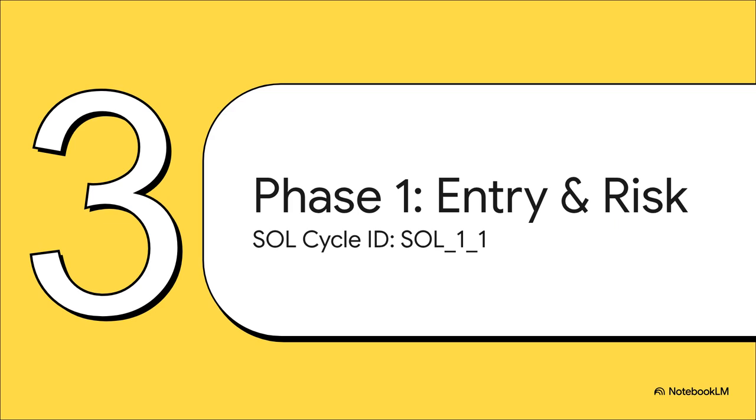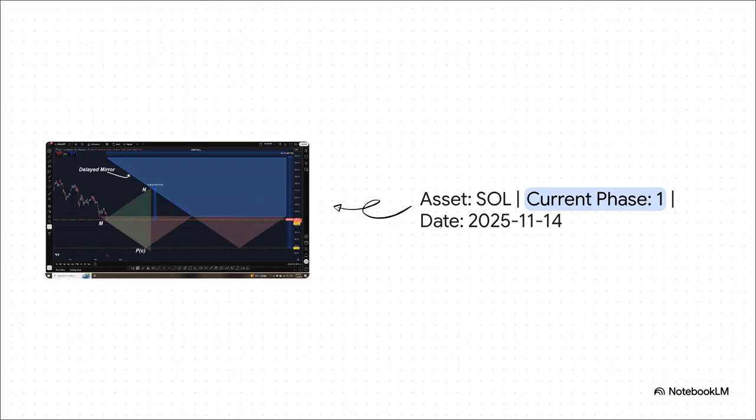All right, enough with the theory. Let's see this thing in action. We're now diving into Phase 1, specifically the entry and the risk parameters. And the asset we're looking at, the one being documented, is SOL. This particular cycle is identified as SOL_1_1.